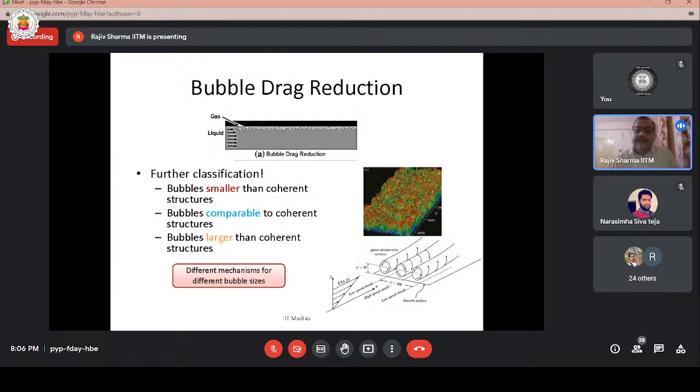This is a CFD simulation. And you can see that there is a low speed range, there is a high speed range, there is a low speed streak which will be generated, etc. So depending upon the range of speed, depending upon what you want, you can generate bubbles of different size.